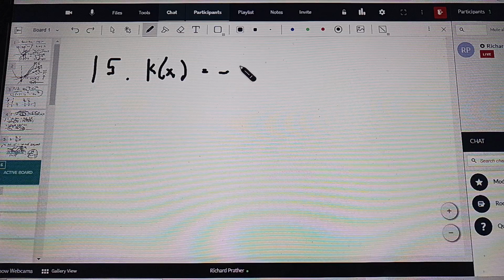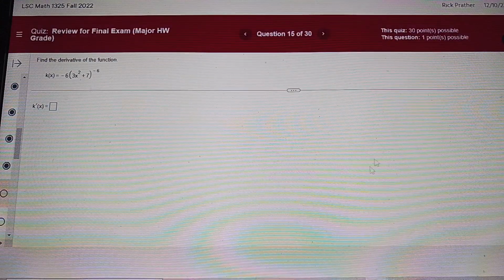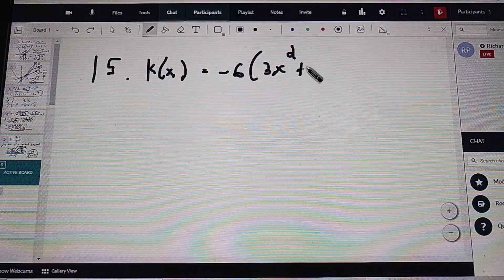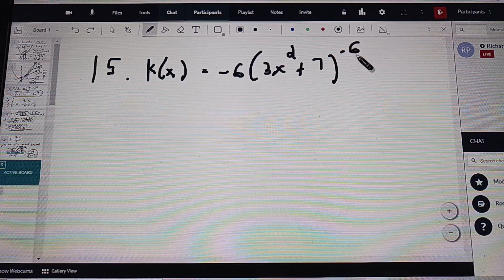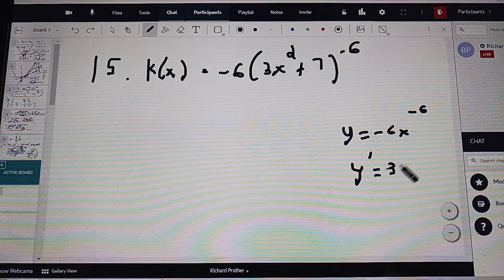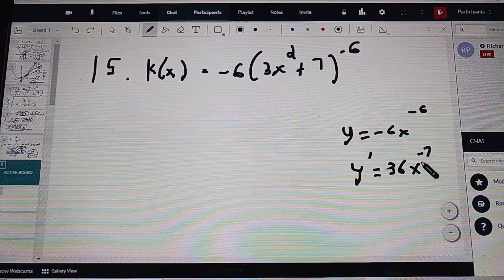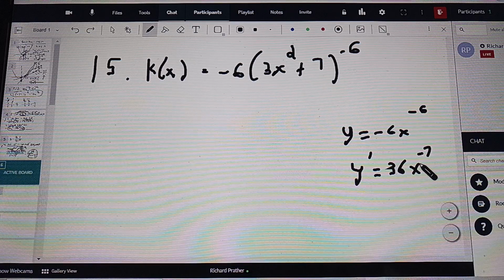-6 times 3x squared plus 7 to the -6 power. So basically what this is, if you had y equals -6x to the -6. What if this big parenthesis part was just an x? Then it would be a power rule. -6 times -6 would be +36. The x is rewritten, and then you decrease the exponent by 1 to -7. And then technically you're multiplying by the derivative of the base.